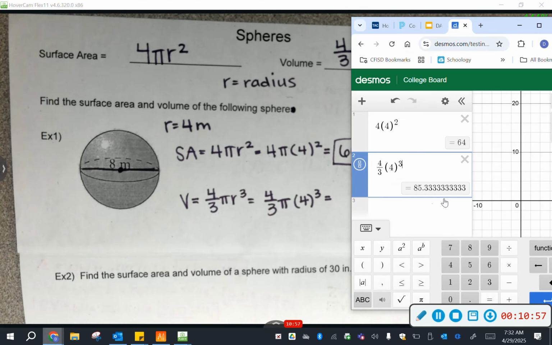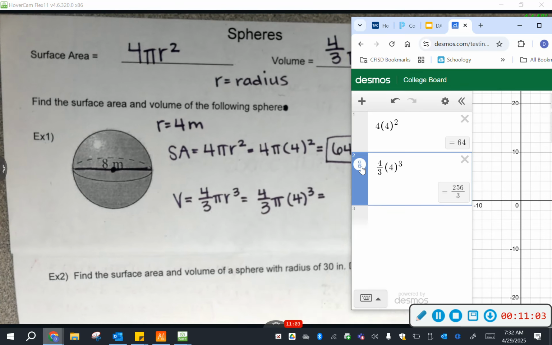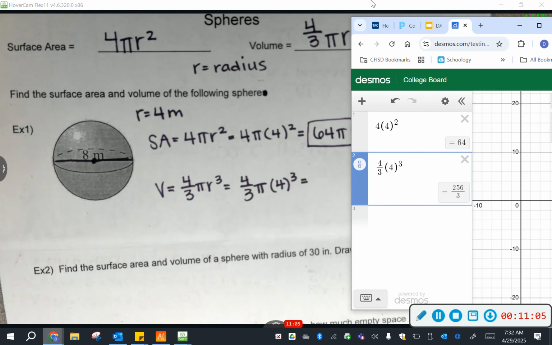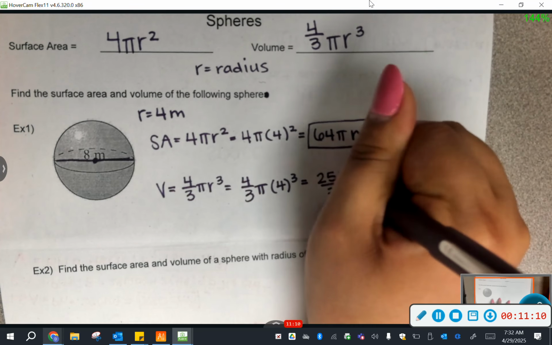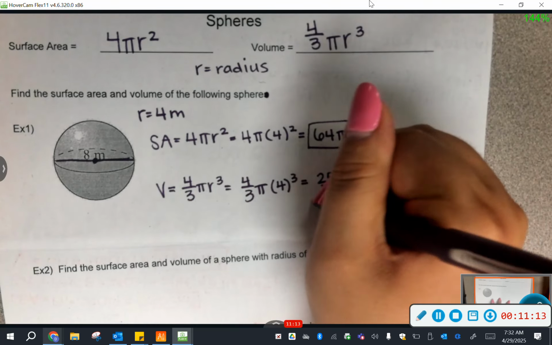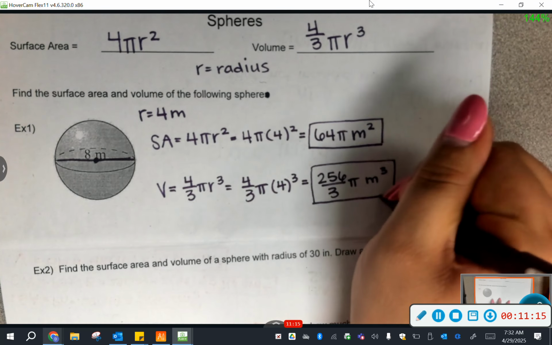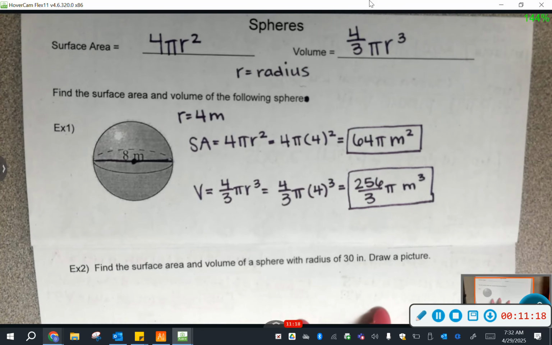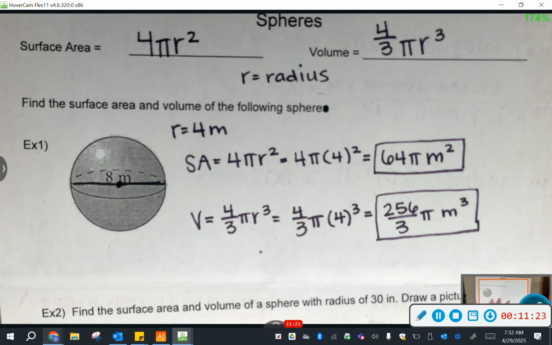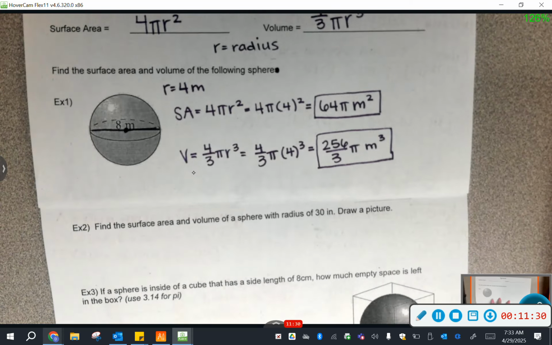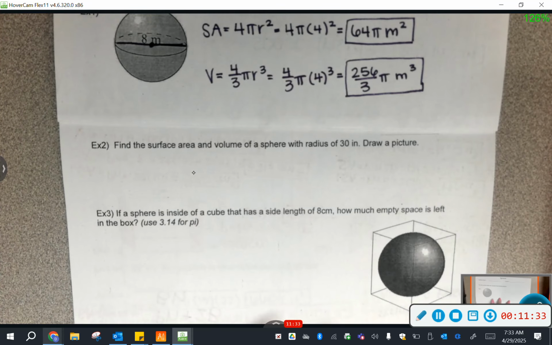Now, I don't like repeating decimals like that, so I would like a fraction. 256 over 3 is not my answer. What is my answer? 256 over 3 pi meters cubed. Cubed, because it's volume. And that is my answer. What questions do I have? I want you to do number 2. Are we good?